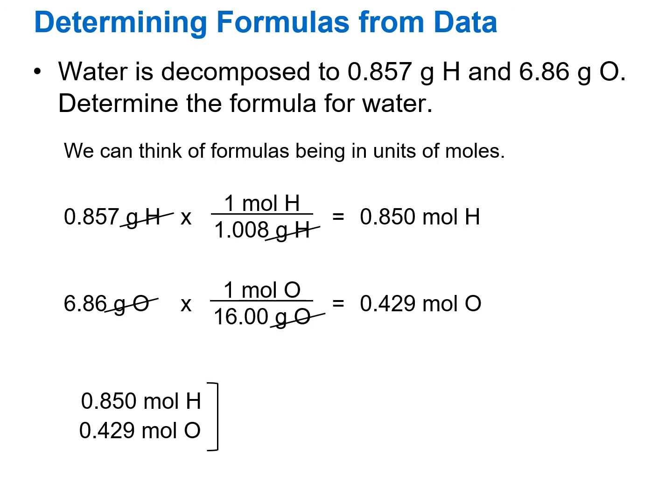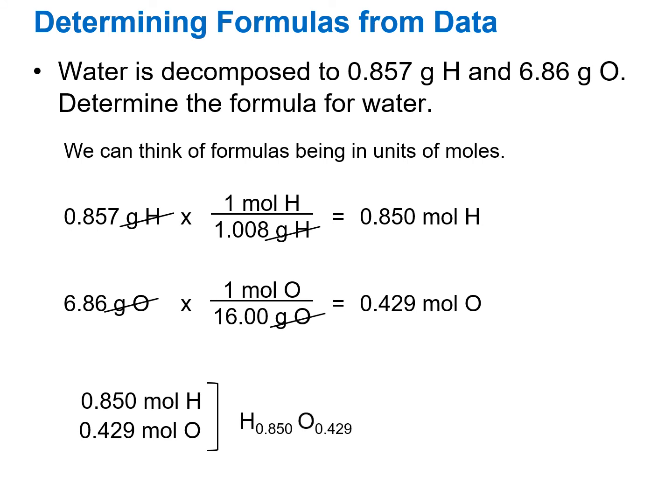So what are we going to do with these two pieces of information? Well, also, just a moment ago, we said that when you're looking at a formula, the amounts that you see written in the subscript, whether it's the implied 1 or a 2, as in H2O, is a molar value. It's the number of moles. Well, we have some moles here. We have 0.85 moles of hydrogen, and we have 0.429 moles of oxygen. So we're going to put those in our formula, like this, and like that.